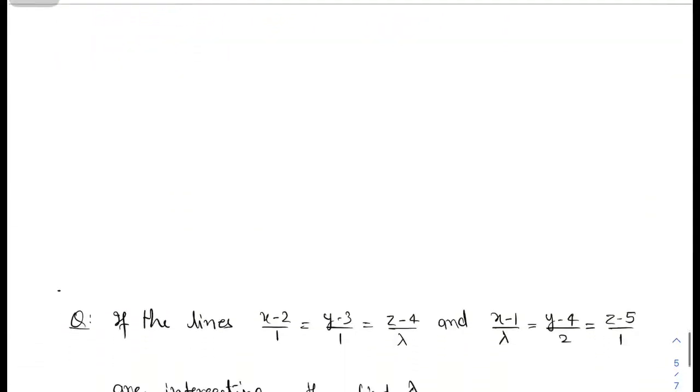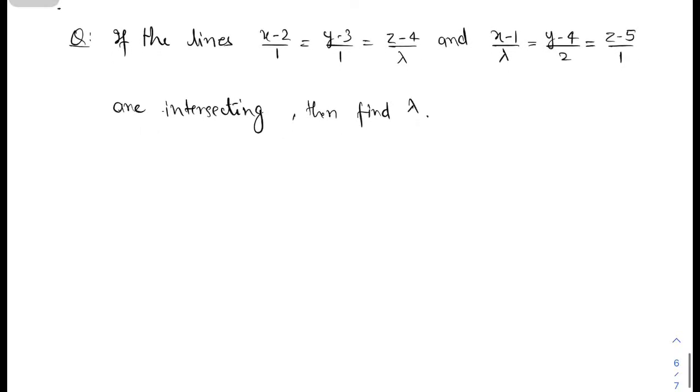Okay, let's check another question. If the line this and this are intersecting, find the value of lambda. We are given two lines, both in 3D form, and it is given that the lines are intersecting. If the lines are intersecting, then the shortest distance must be 0.